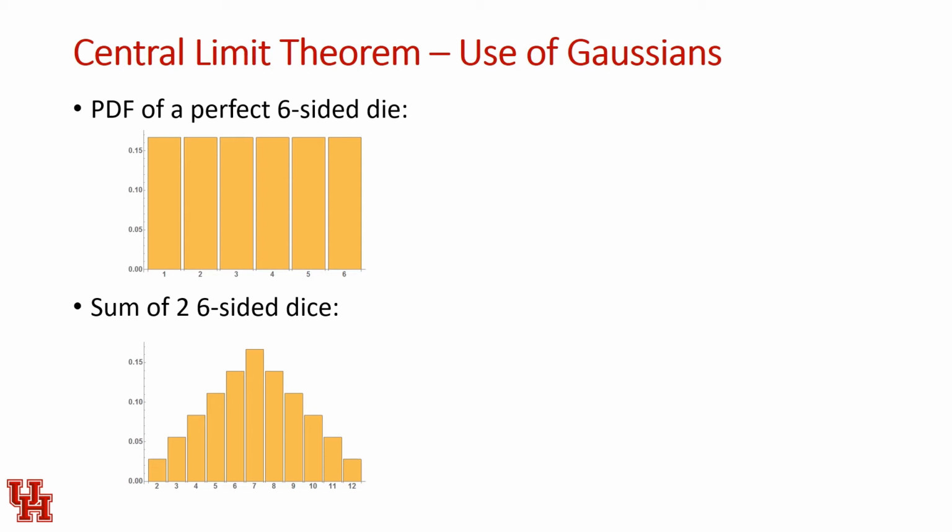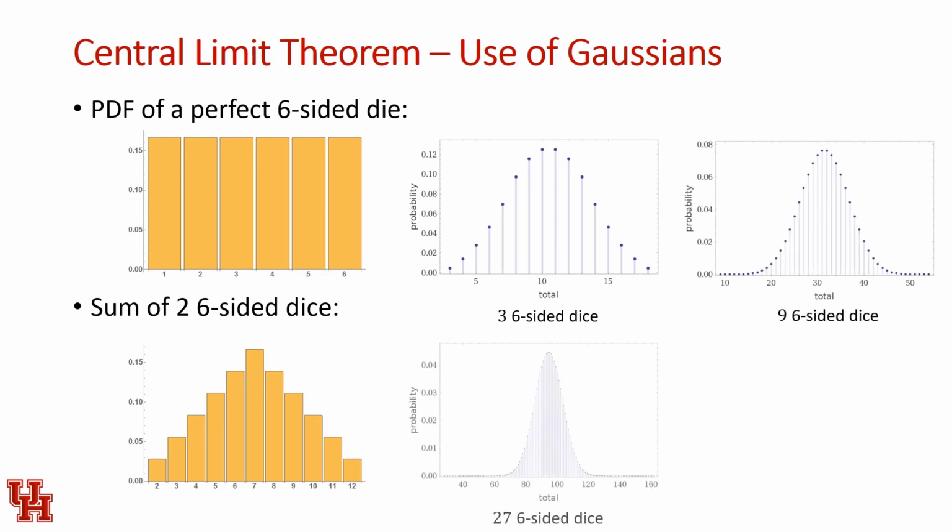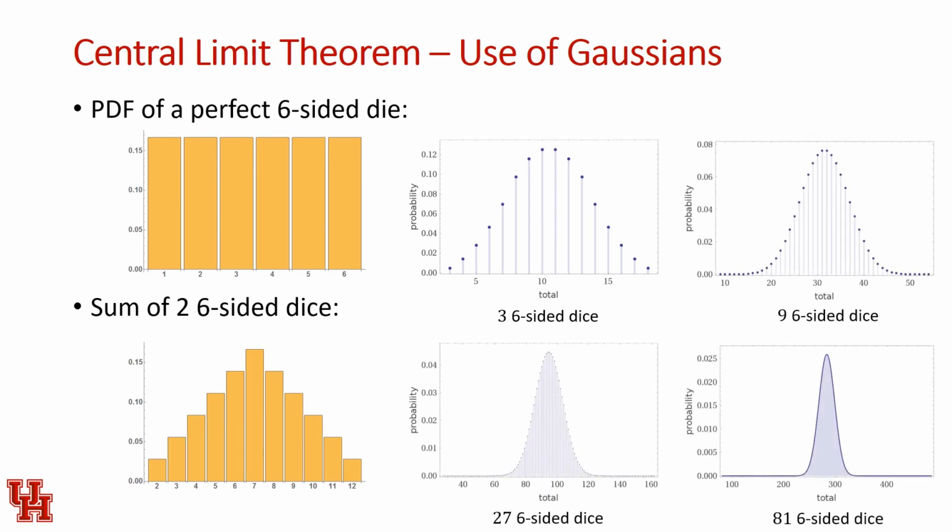So for example, you can roll a 6 and a 1, or a 5 and a 2, or a 4 and a 3. But the 2 requires that both dice roll a 1. The 12 requires that both dice roll a 6. Now, as we increase the number of dice and look at their sum, we'll see that they converge to a Gaussian shape. So here is a very basic demonstration of how the central limit theorem works.